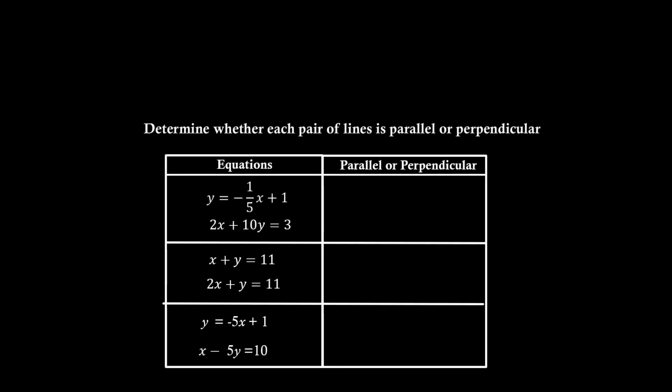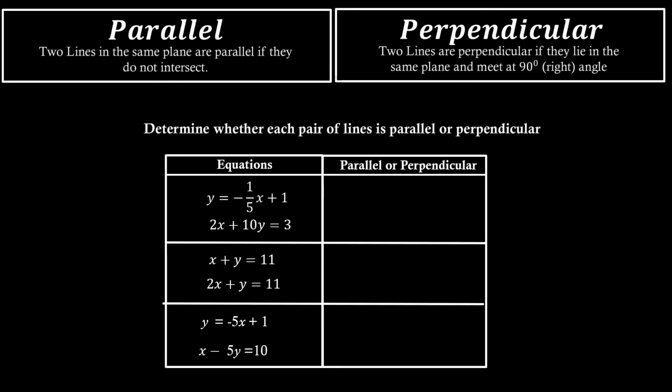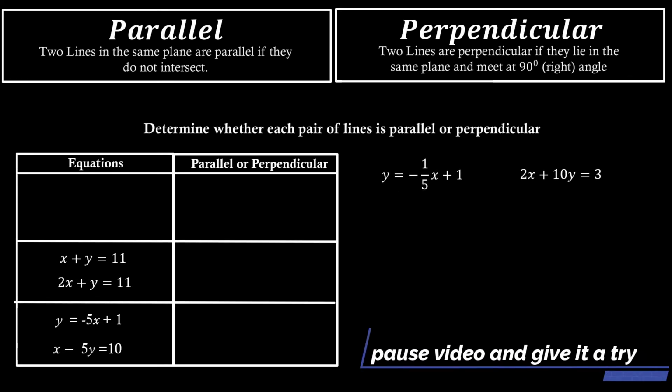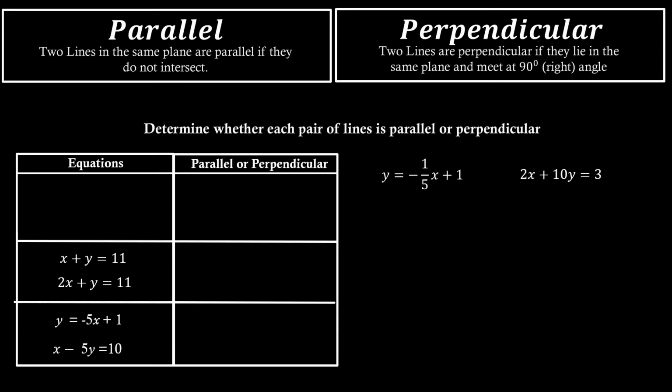Determine whether each pair of lines is parallel or perpendicular. First, we have y equals -1/5x plus 1, and 2x plus 10y equals 3. So for the first equation, we can see immediately that the slope is -1/5, and we know this because it is written in slope-intercept form.